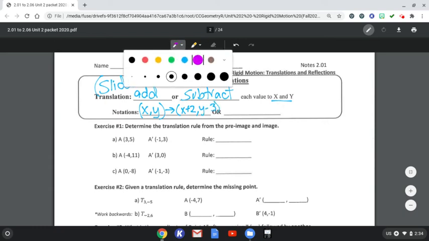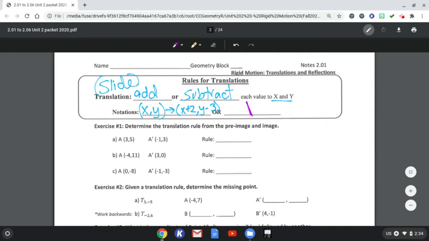But typically, the notation you're going to see for us is a big capital T with subscript notation. And that might say 2 comma negative 3. And now those two notations will mean the same thing. It means from the x value, you're going to add 2 to it. And this y value back here, you're going to subtract 3. So, exercise 1, let's look at a few questions.